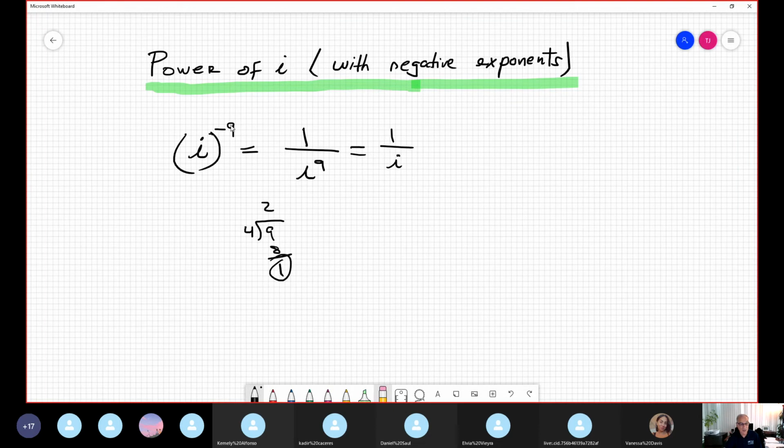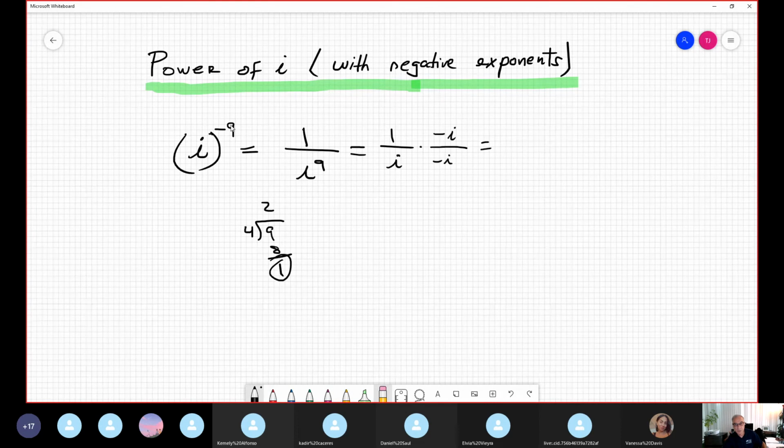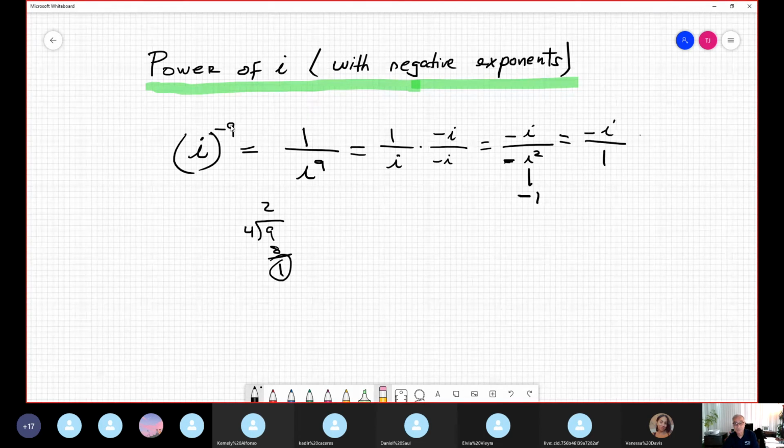Because I need to write the final answer in standard form. So now I need to divide 1 over i. To find the division, you find the conjugate of this, which is negative i. And you multiply 1 times negative i, and negative i times negative i. The bottom is negative i squared. I know that i squared is negative 1, and this negative and this negative together is positive. The top is negative i, and the bottom is 1. The answer is negative i. Boom.